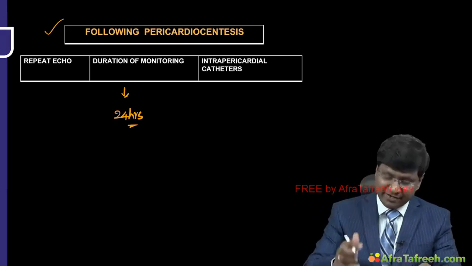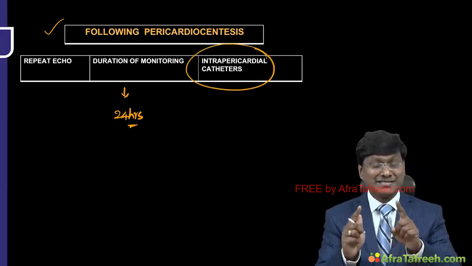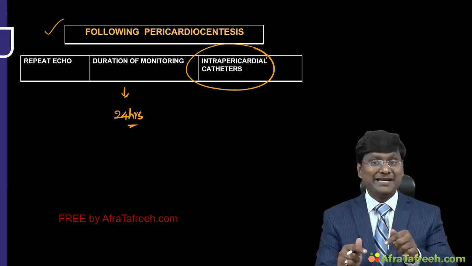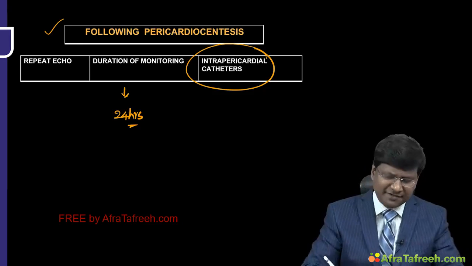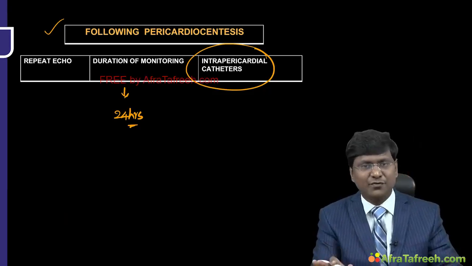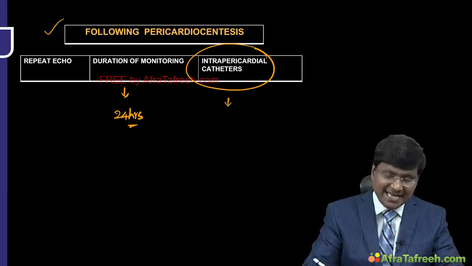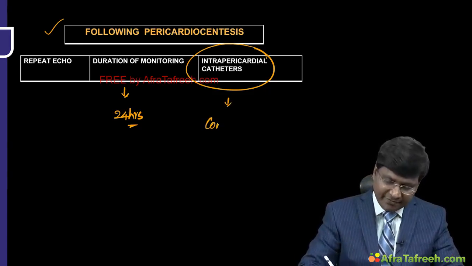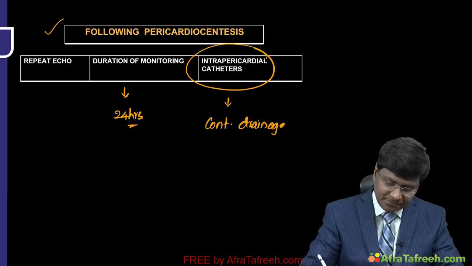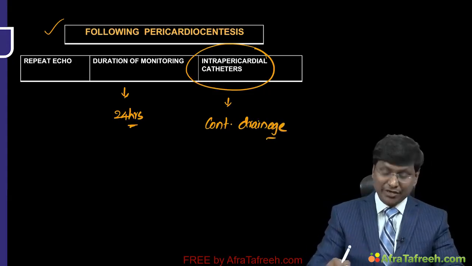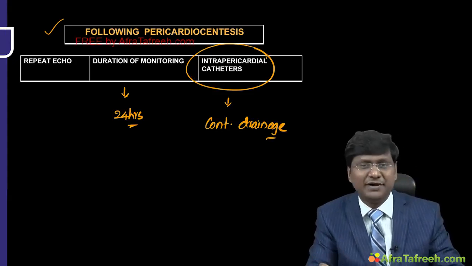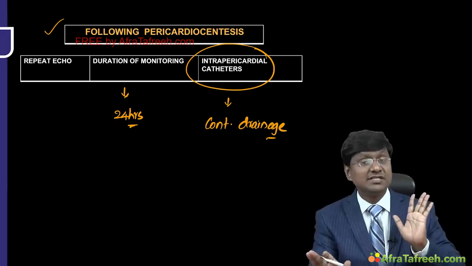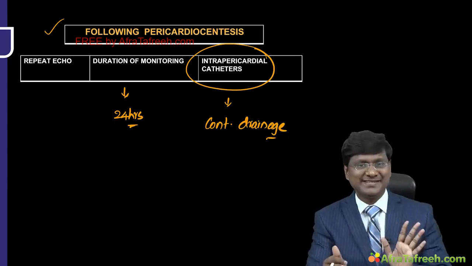What has been recommended is that this intrapericardial pigtail catheter, placed within the pericardial space itself, is left for several days, nearly 3 to 4 days. Why? If there is any reaccumulation, there will be continuous drainage. So, to minimize recurrence, we place this pigtail catheter for a few days in the pericardial space. So this is about closed pericardiocentesis.